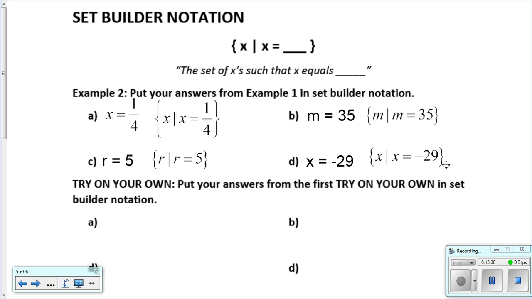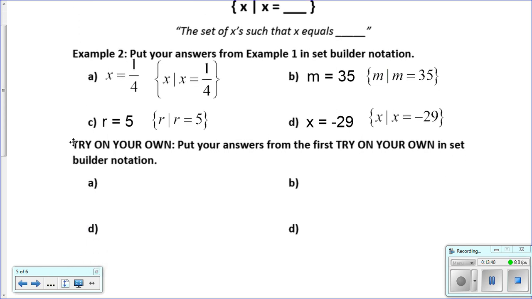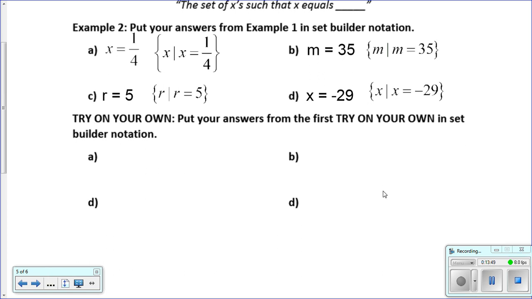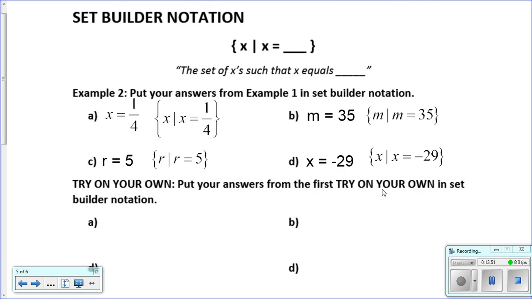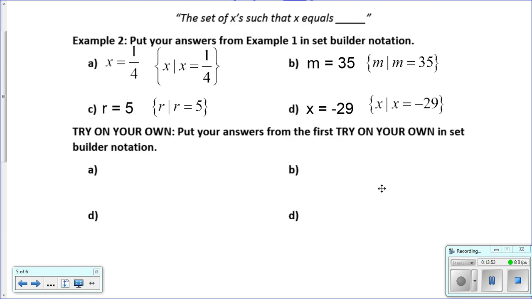Okay? So for your try on your own, you're going to try to write down the answers you got for your first try on your own in set builder notation. Okay? So go ahead and give that a try. That's it for this page? Cool. Give that a try. When you come back, we'll move on to our next thing, and we'll go over these answers next class.